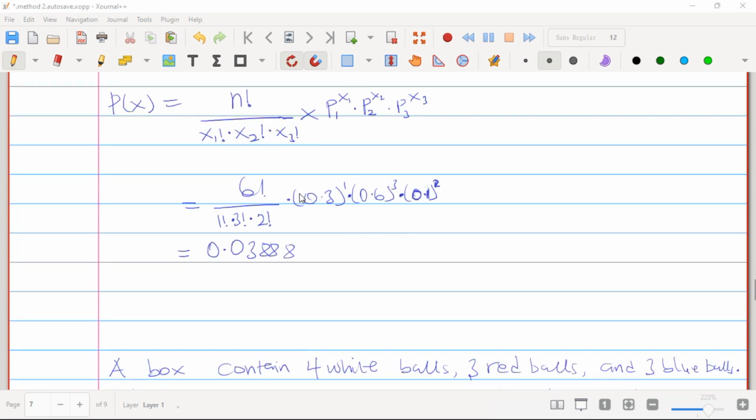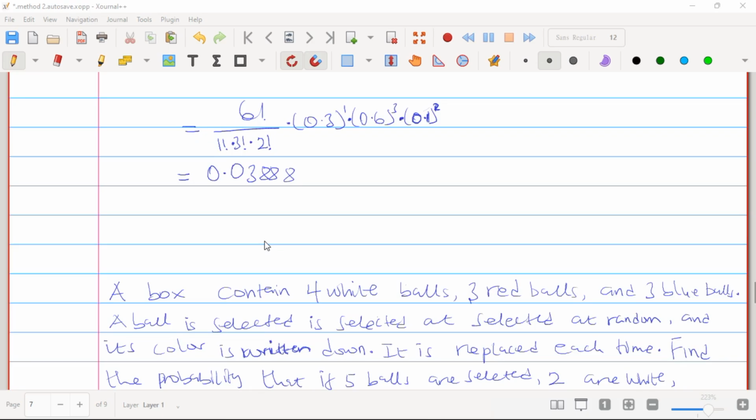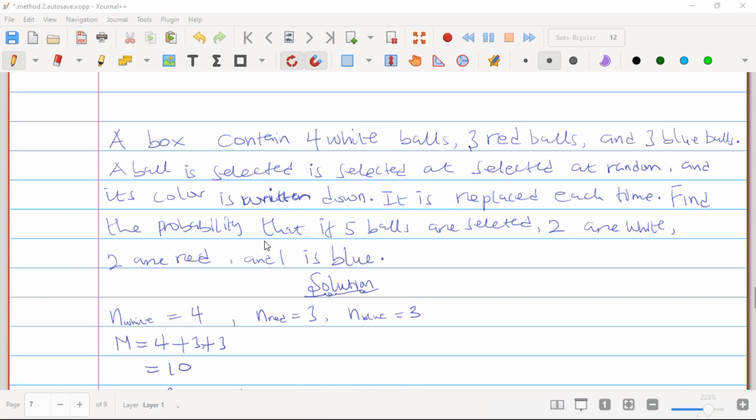Once you put this inside the calculator, you get 0.03888. So this will be the final answer. You see, this is quite simple. And then let's go through this example.